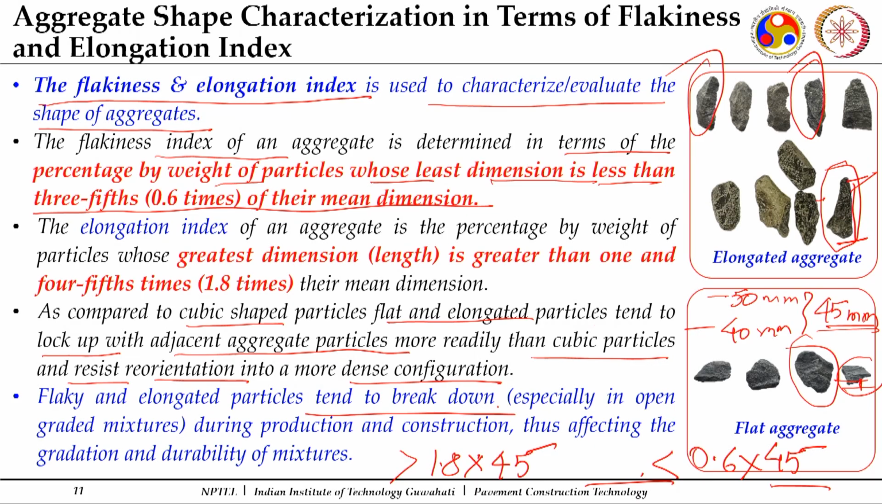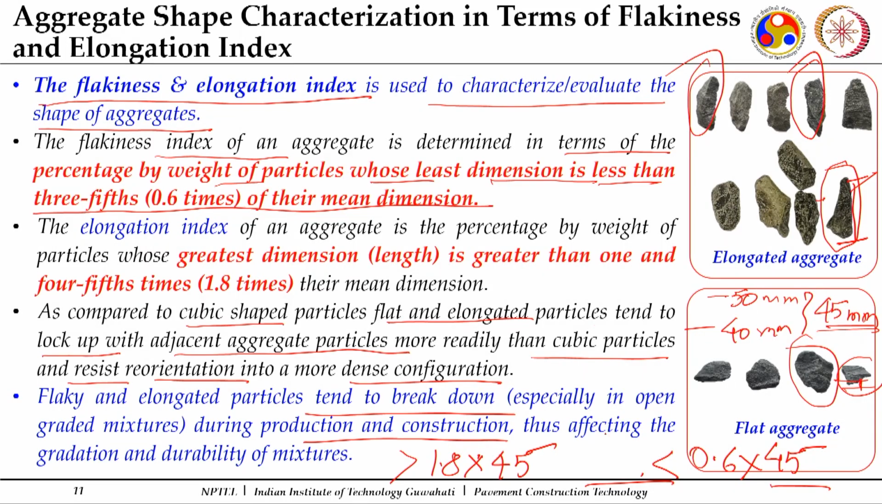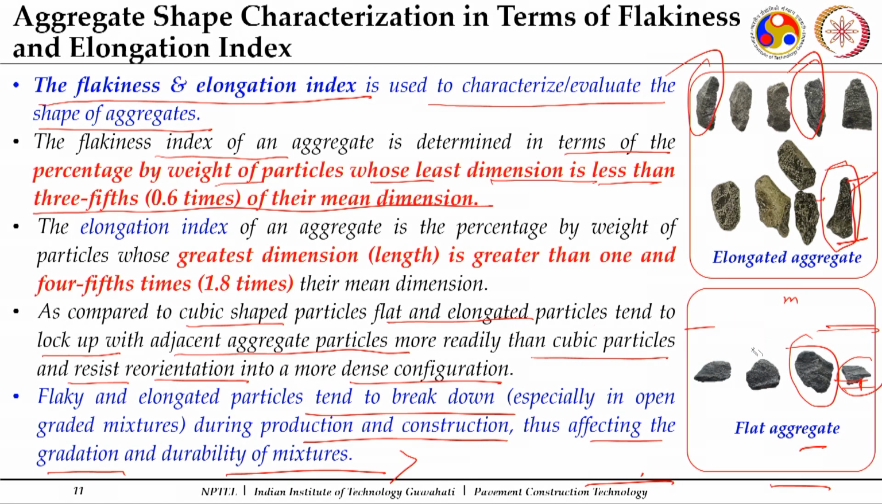The other thing is they can break down, especially when you have open graded mixes, where, as we have seen in open graded mixes, the share of these coarser aggregate particles may be around 90%. Then there are more chances that these aggregate particles break down during production and construction, thus affecting the gradation and durability of these mixes. So, this is an important aspect which needs to be taken care of in terms of the flakiness and elongation index.